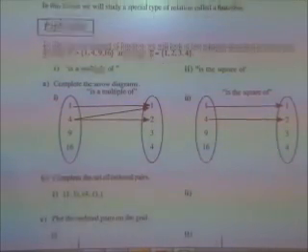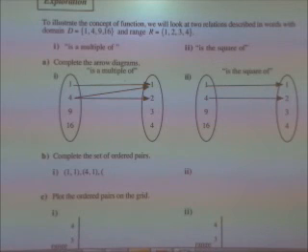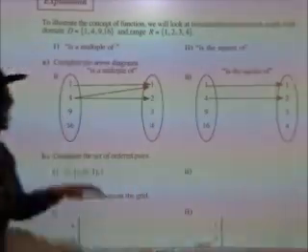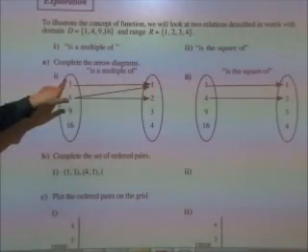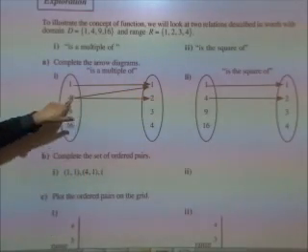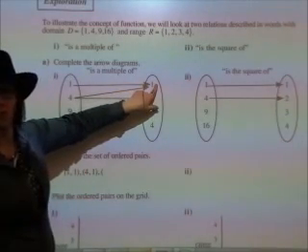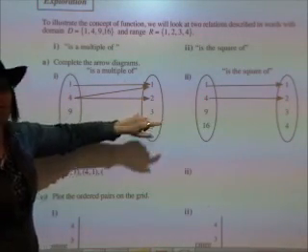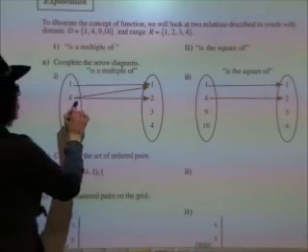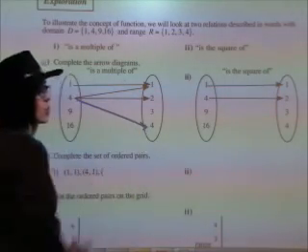To illustrate the concept of a function, we're going to look at 2 relations which are described in words with the domain 1, 4, 9, and 16, and the range 1, 2, 3, and 4. So in the first relation, we're going to describe it as this is a multiple of this. So 1 is a multiple of 1. 4 is a multiple of 1. 1 times 4 is 4. 4 is a multiple of 2. 2 times 2 is 4. 4 is also a multiple of 4.